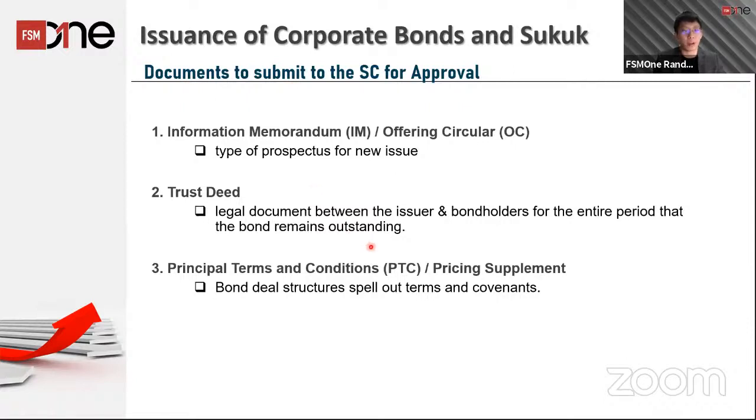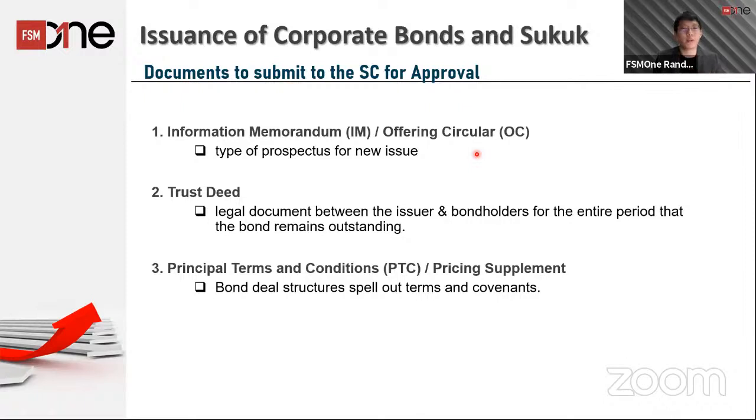Okay, and the last document will be the principal terms and conditions, or PTC in short. Sometimes people also call it a pricing supplement. As you can see from the name, supplement, it literally means it's not a mandatory document to be furnished. These PTC documents are purposely extracted from the bond prospectus, because the PTC specifically highlights all the deal structures and spells out the terms and covenants that the issuer must follow.